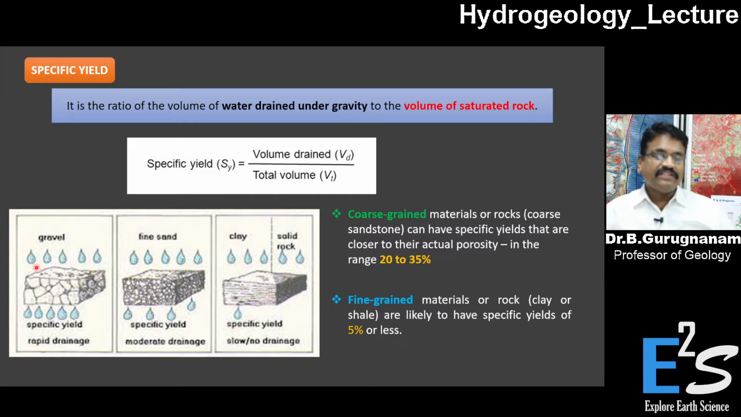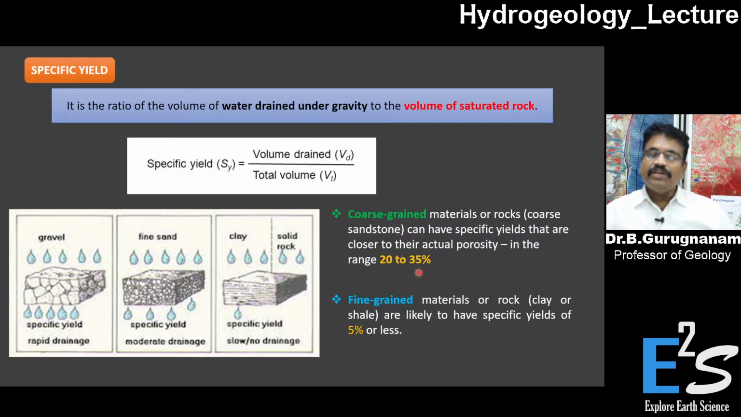In a gravel, as I said, openings are more, and almost all the openings are connected to each other, so the path from the top to bottom is more. Whereas in fine sand it is in between, and in clay it is very low. Porosity is high, interconnection is less. That's what they have given in coarse sand, coarse grain sediments.